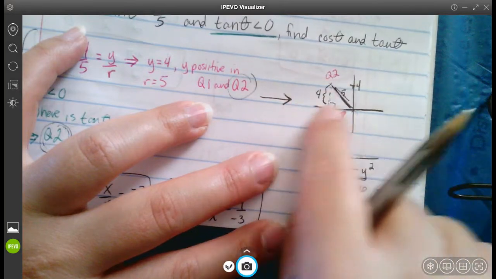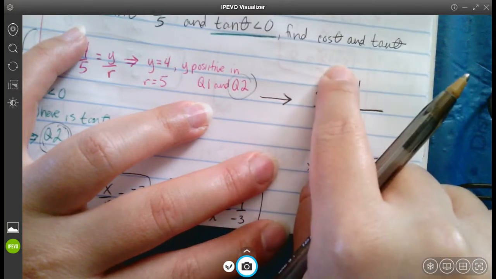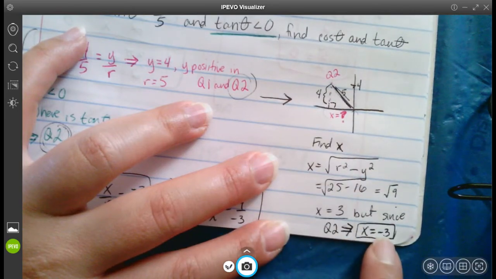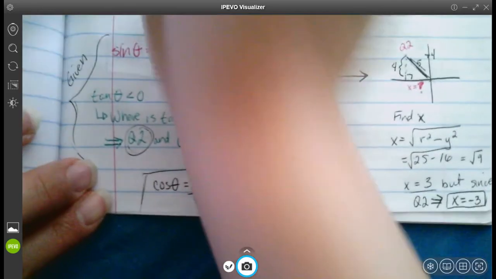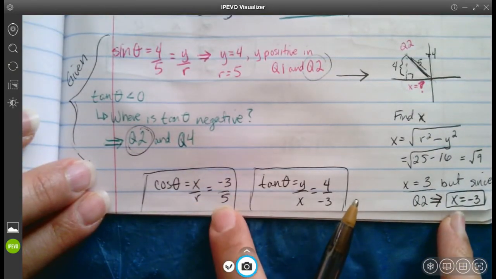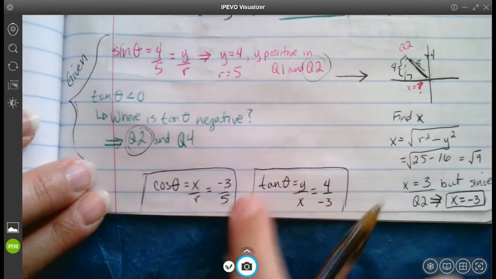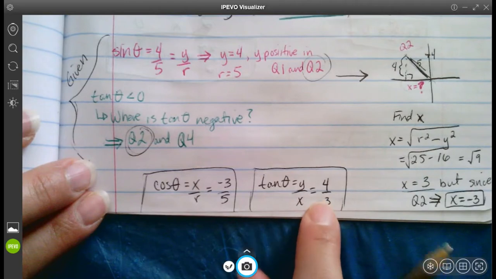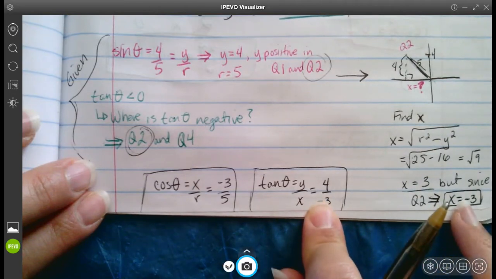But since we're in quadrant 2, you know that x is negative in this part, so x is going to be negative 3. Okay, so with that information, cosine is x over r, negative 3 divided by my radius, which was 5. Tangent is y over x, which is 4 over negative 3.